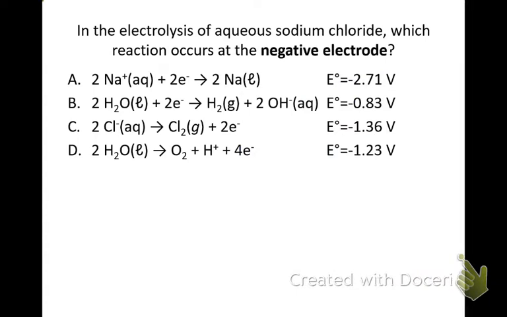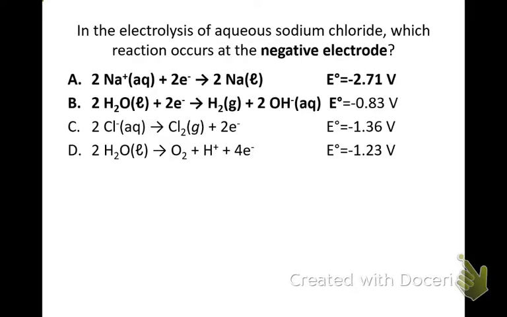Okay, so now let's consider an in-between case. We have the electrolysis of aqueous sodium chloride. Okay, so which of these reactions occurs at the negative electrode? So the negative electrode in an electrolysis cell is the cathode. So we're going to imagine that a reduction reaction happens. So first, the only ones that really matter are the reduction reactions. Okay, so if we simplify, A and B are both reductions, C and D are oxidations. So let's focus on A and B.